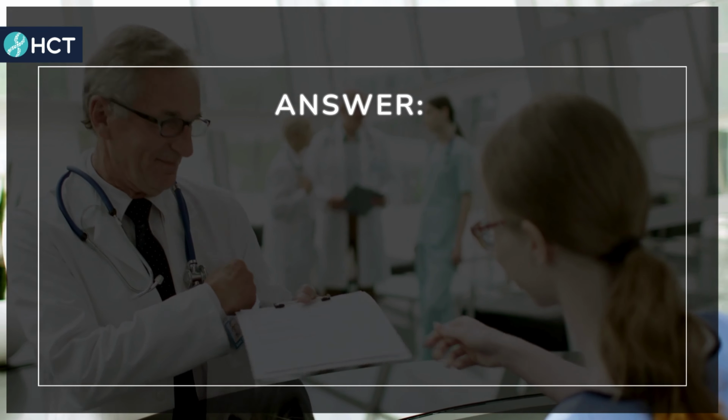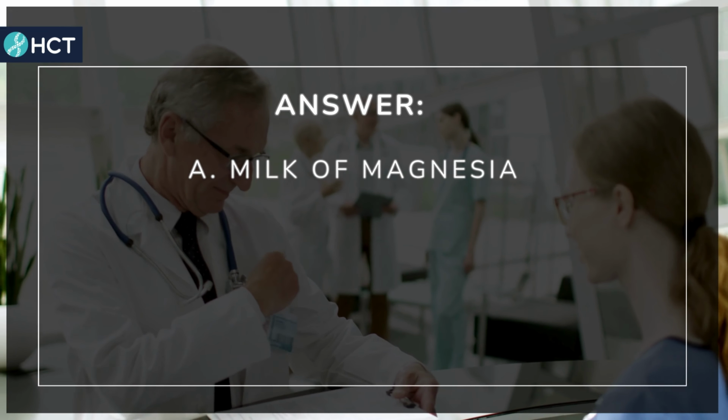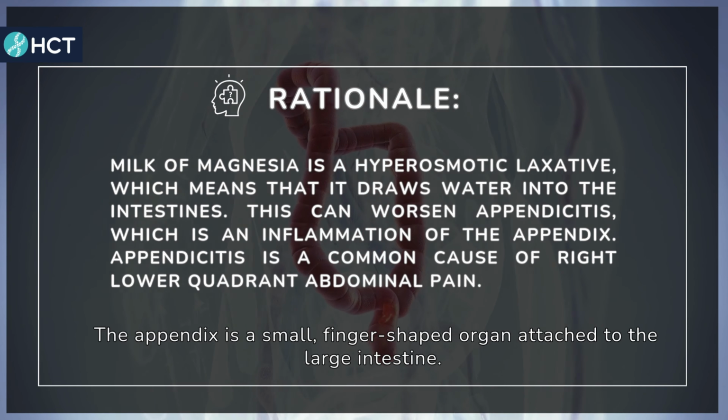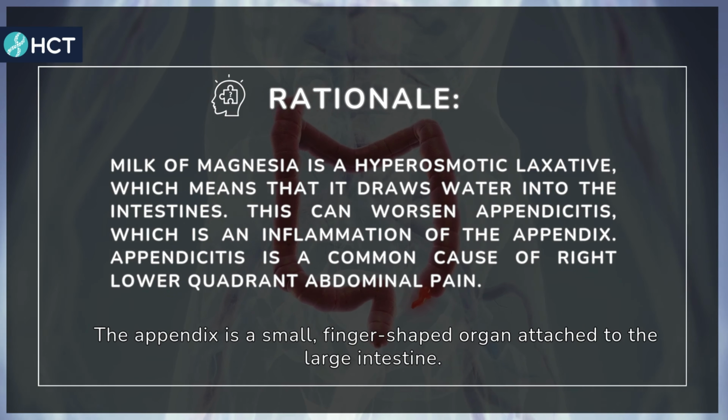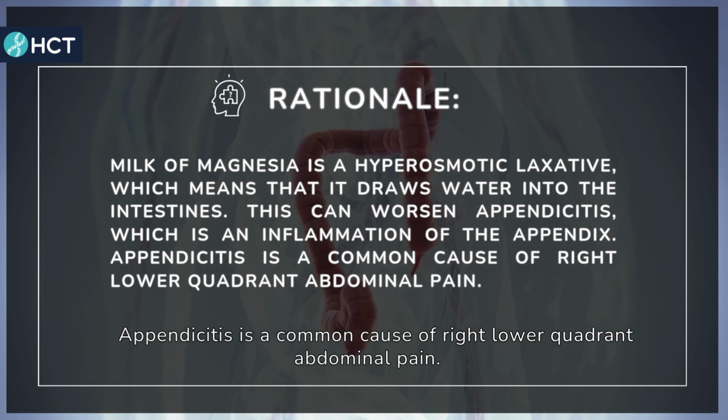The correct answer is A. This is because milk of magnesia is a hyperosmotic laxative, which means that it draws water into the intestines. This can worsen appendicitis, which is an inflammation of the appendix. The appendix is a small finger-shaped organ attached to the large intestine. Appendicitis is a common cause of right lower quadrant abdominal pain.